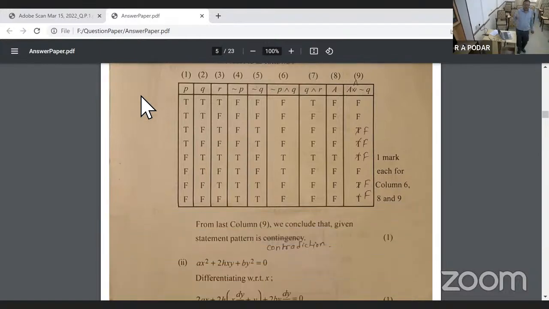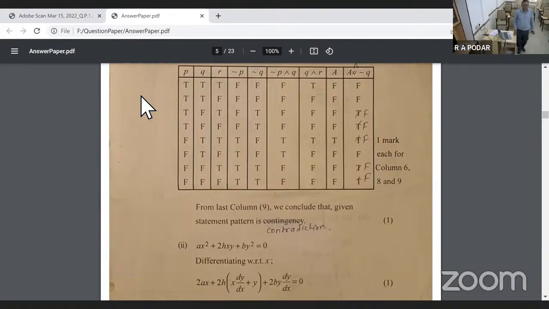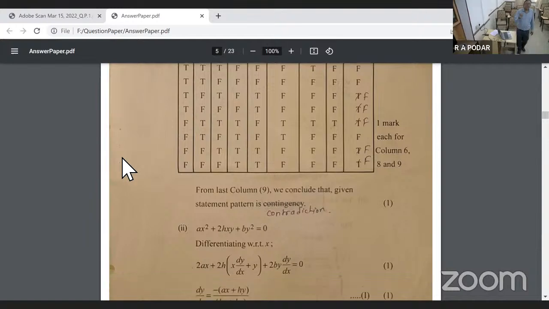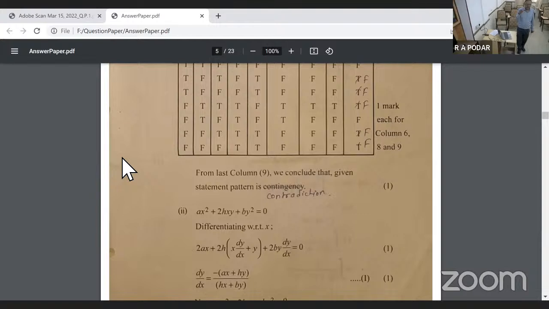So the final column was having a mistake. So it is a contradiction, so all values should be false. That was the conclusion. So you have to conclude from the final column. So the first 3 columns are carrying 1 mark, I think. And if your answer is correct and the conclusion is correct, then you will get full credit. Otherwise not. So you see the distribution of marks for this.